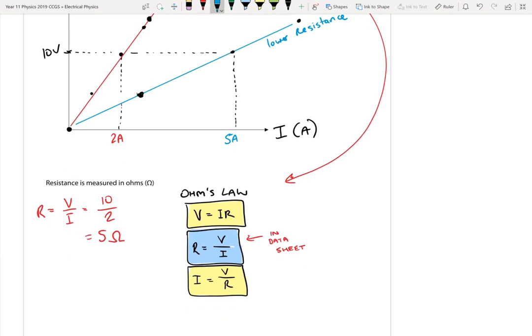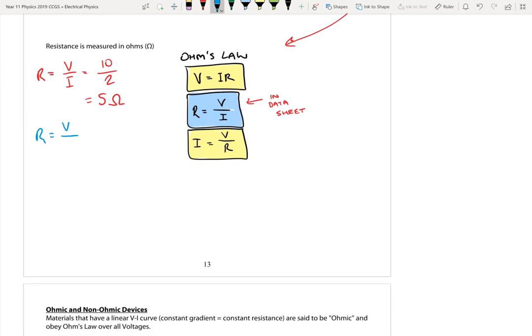For the blue component, we put the same 10 volts across it and we got more. We got 5 amps flowing across. That would give an electrical resistance of 2 ohms. Okay.